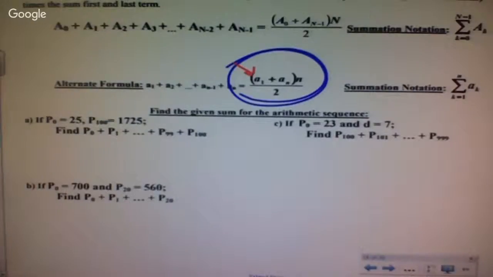This first number is going to plug into your equation. This is the first term in your sequence. So that's the first term in your sequence. This term that you're adding to it is the last term in my sequence. And your n value is the number of terms in your sequence.